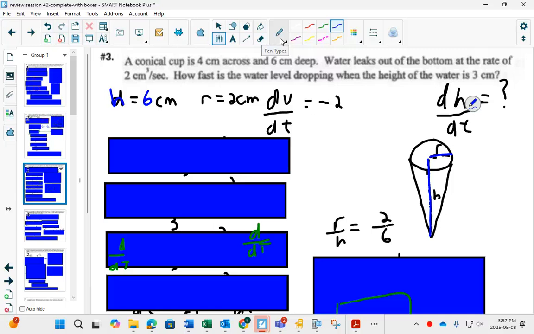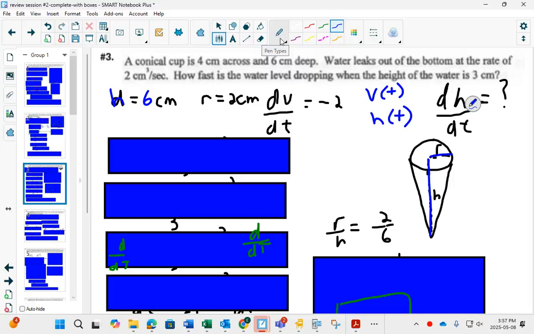We're told that dV/dt is -2, which is telling us that volume is a function of time, and we want to find dh/dt, also telling us that your height is a function of time. Those are important because it means that we can do our chain rule when we set up our equation.